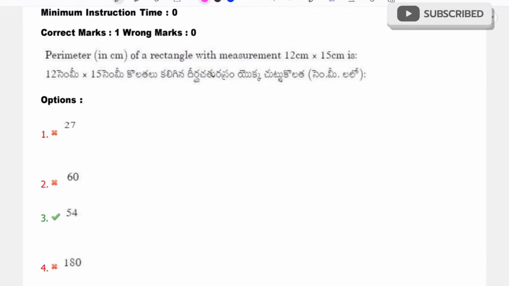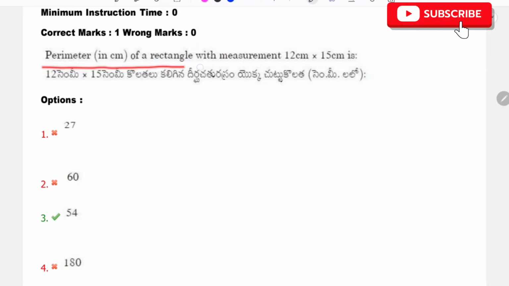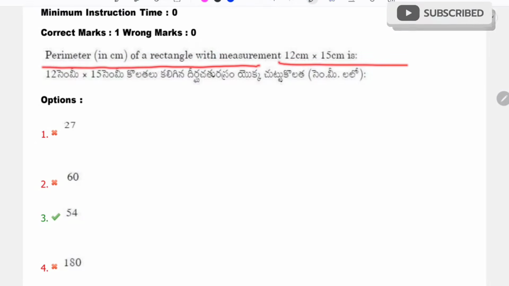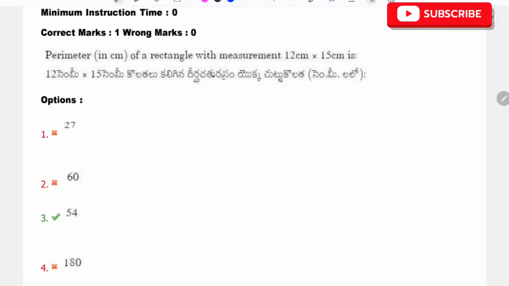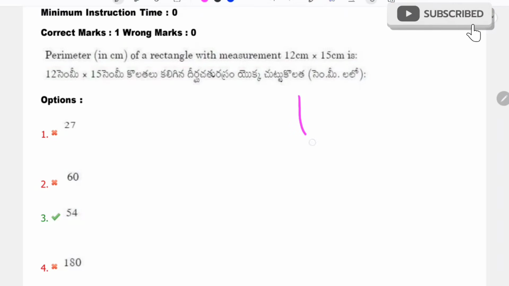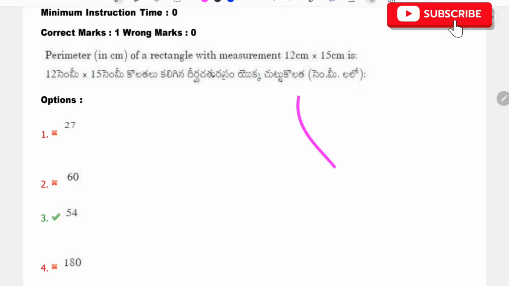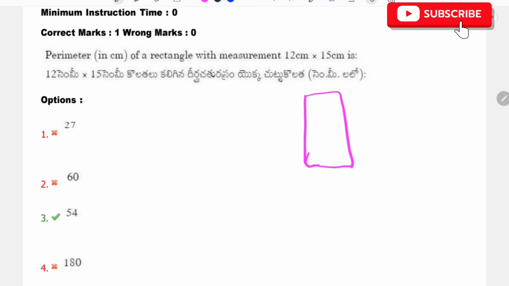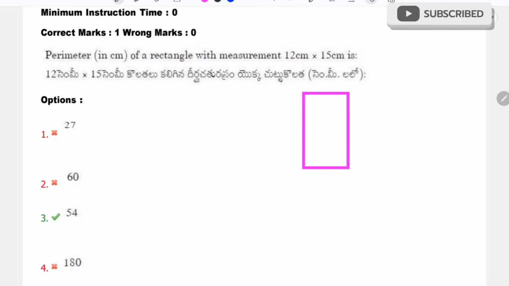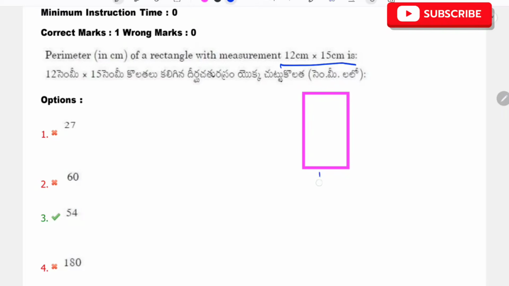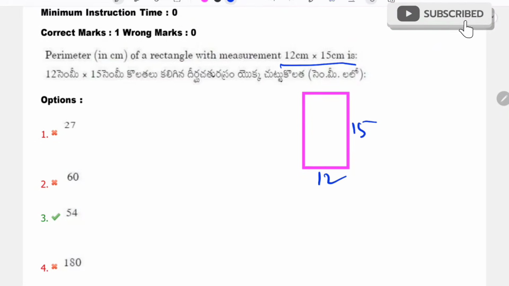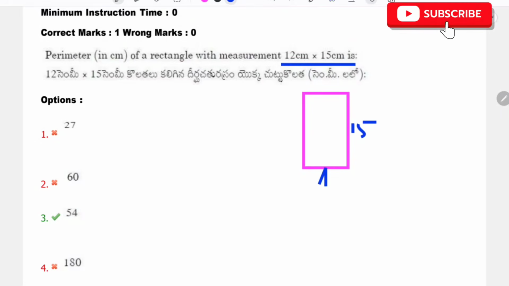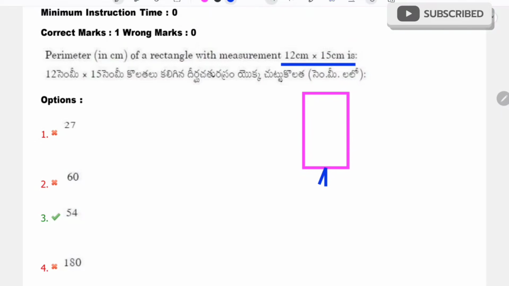Now, next question. What is given to us? Perimeter in centimeters of a rectangle with a measurement of. We have a rectangle here, and with this rectangle you need to find it. So you have something like this, a rectangle. Of course, this is not exact, but okay. Then what is the dimension given? 12, 15. Think that this is 12, this is not exact, but okay, for understanding. Rectangle 12. Okay, I have to change this pen.